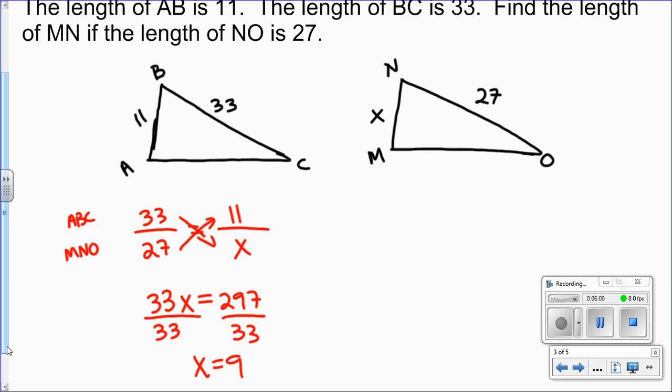So MN equals 9. Okay. We have one more example to do.